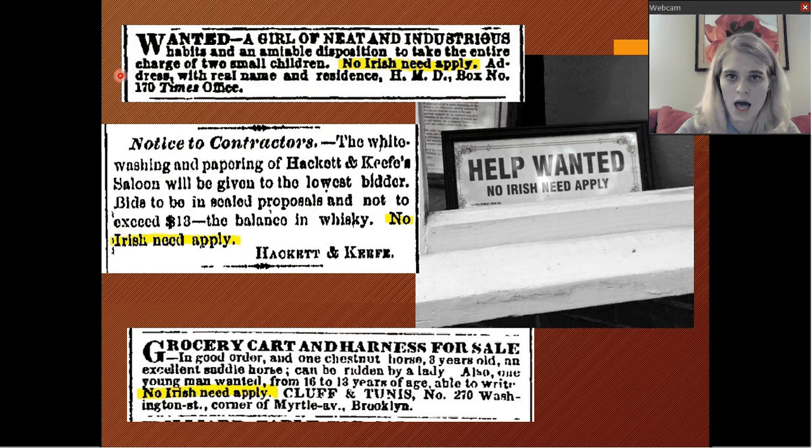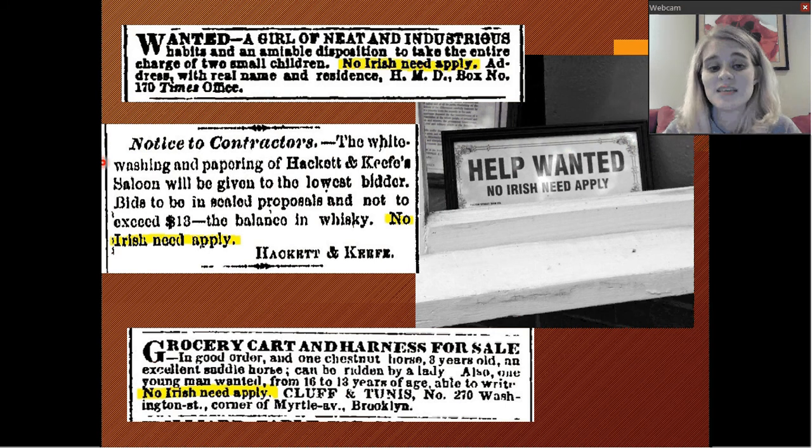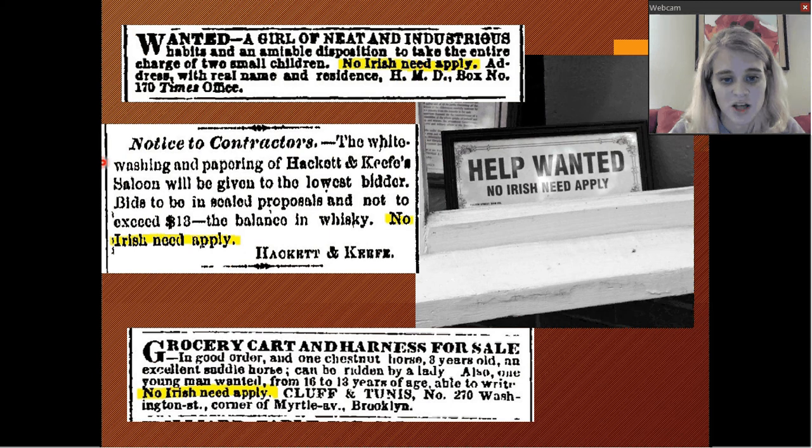No Irish need apply. Notice to contractors, the whitewashing and papering of Hackett's and Keefe's saloon will be given to the lowest bidder. Bids in the sealed proposal and not to exceed $13, the balance in whiskey. So basically they're looking for somebody to redecorate their saloon, right? We'll pay up to $13, anything else we'll give you in whiskey. No Irish need apply. Down here, grocery cart and harness for sale, in good order. 1 chestnut horse, 8 years old. An excellent saddle horse, can be ridden by a lady. Also, one young man wanted from 16 to 13 years of age, able to ride. Right. No Irish need apply. Right? They're looking for somebody to work at their house. No Irish need apply. Right?